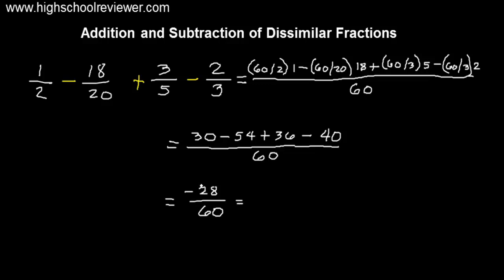We can still simplify 28 and 60. 4 is common between them. So we are going to divide 28 by 4. Negative sign. 28 divided by 4 is 7. And divide also 60 by 4. 60 divided by 4 is equal to 15. Therefore, 1/2 minus 18 over 20 plus 3 over 5 minus 2 over 3 is equal to negative 7 over 15. And this is our final answer.